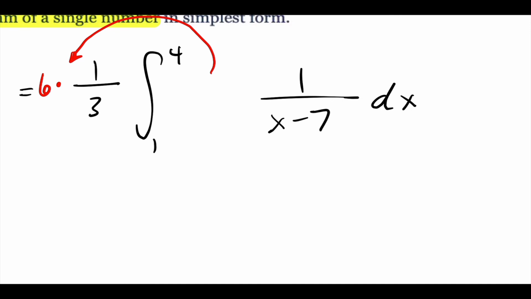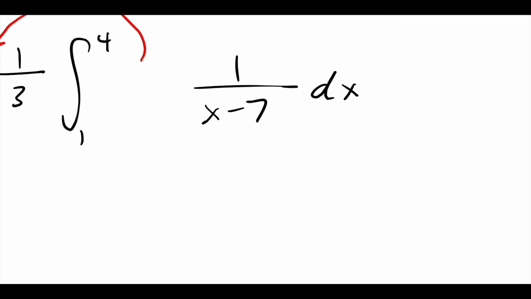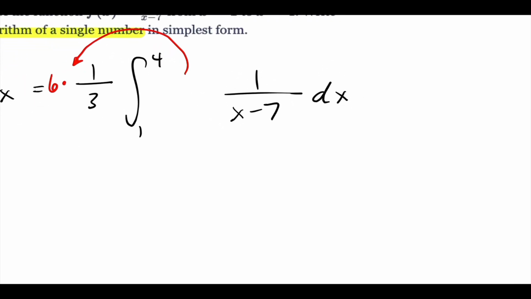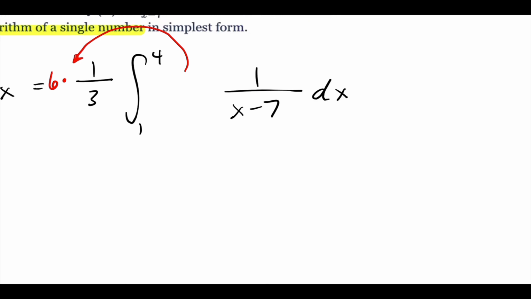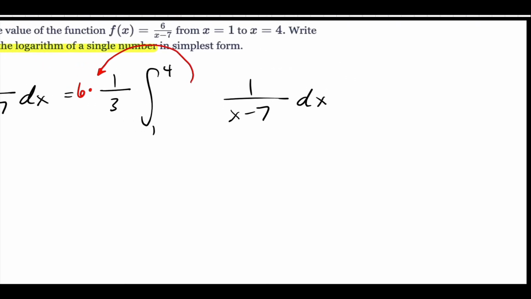Okay. Now I have 1 over x minus 7. Right there, it's u substitution. I'm going to use u substitution for the bottom. So u substitution, I'm going to say u is x minus 7.